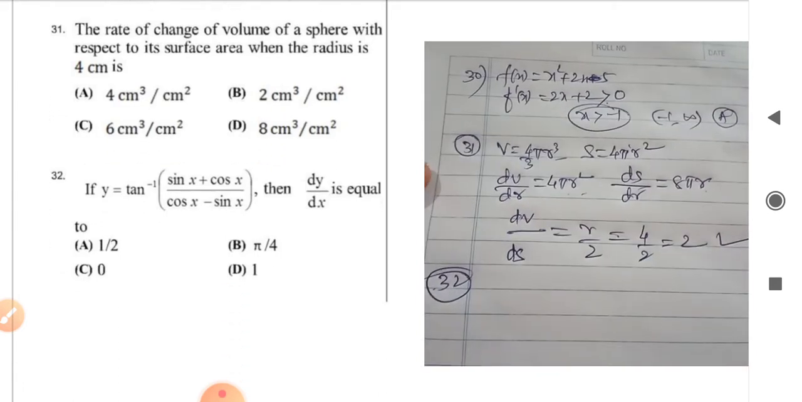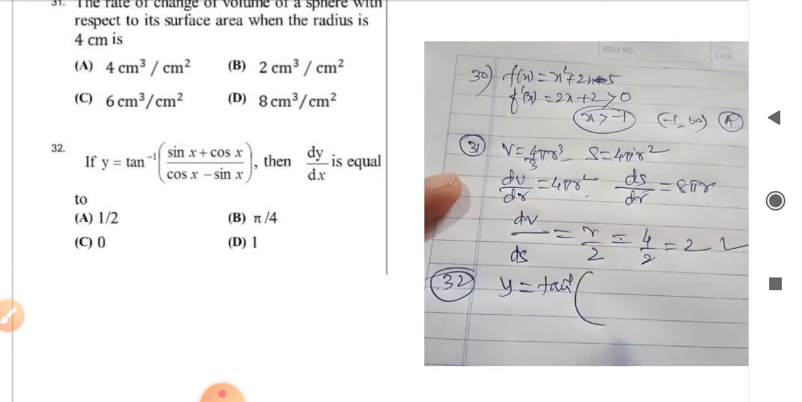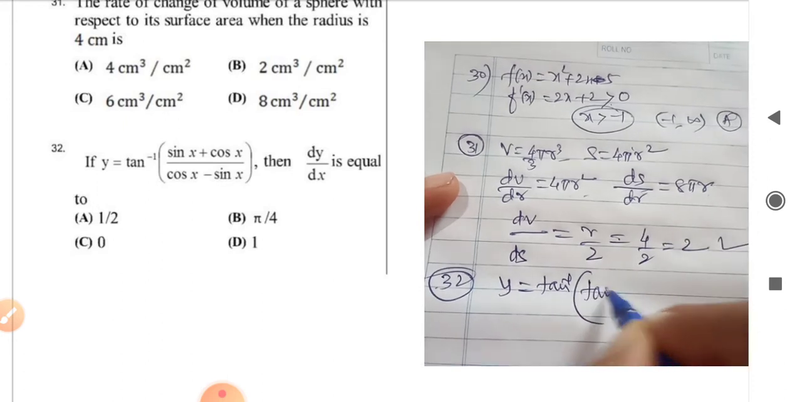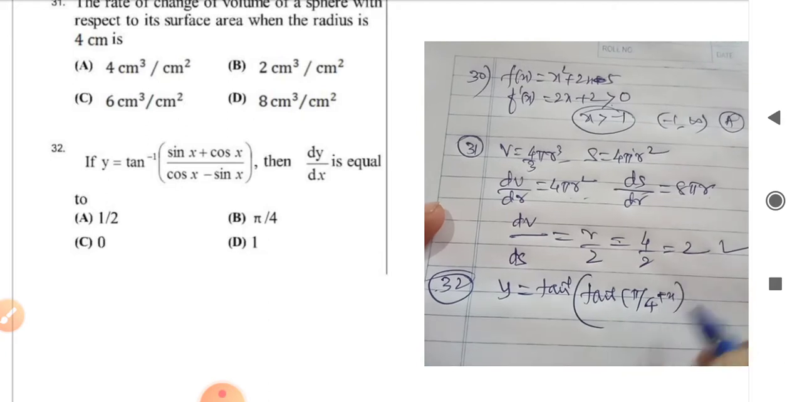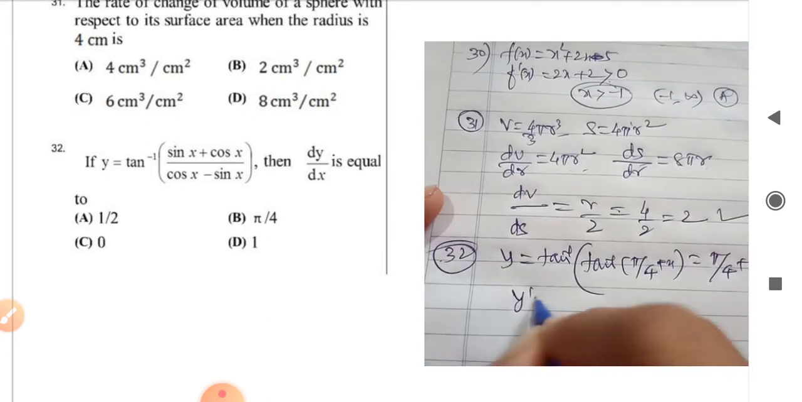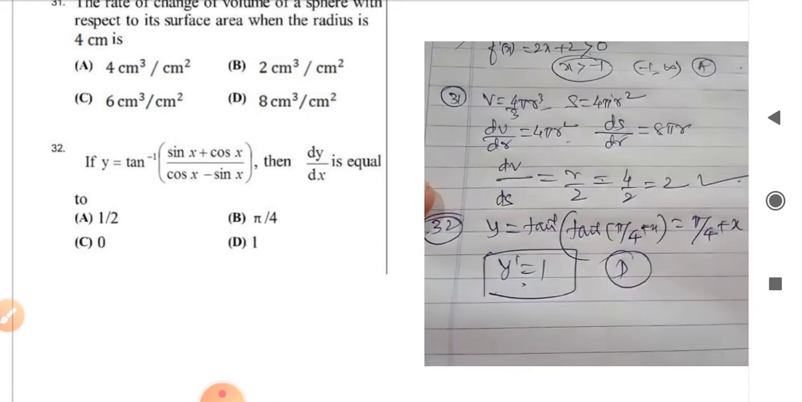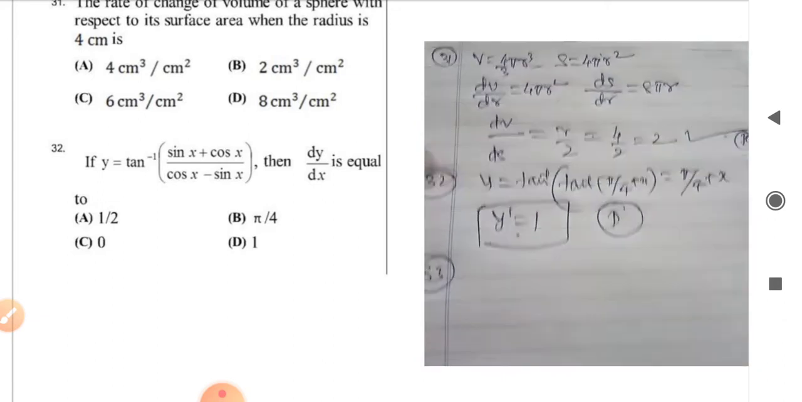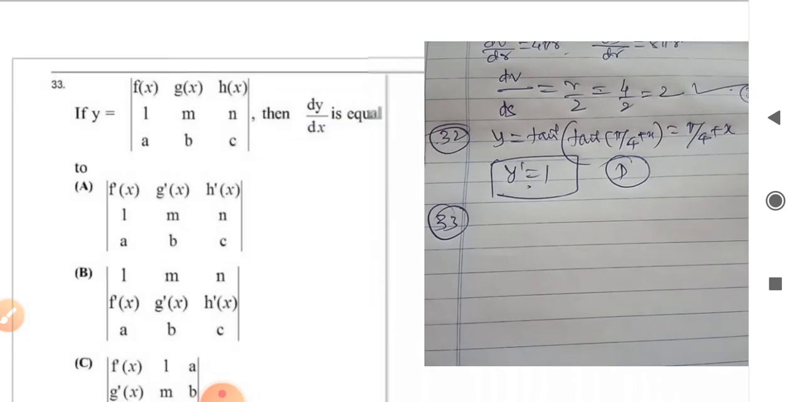Now I come to the 32nd problem, which is very simple. y equals tan inverse of sin x plus cos x divided by, as they have given. Directly you can remember it is tan inverse of tan of pi by 4 plus x, which equals pi by 4 plus x. If I differentiate this, y dash equals 1. So obviously it is a very simple problem. D it is, but you have to remember the results. That is very, very important. It will come only when you do more practice in a positive way.